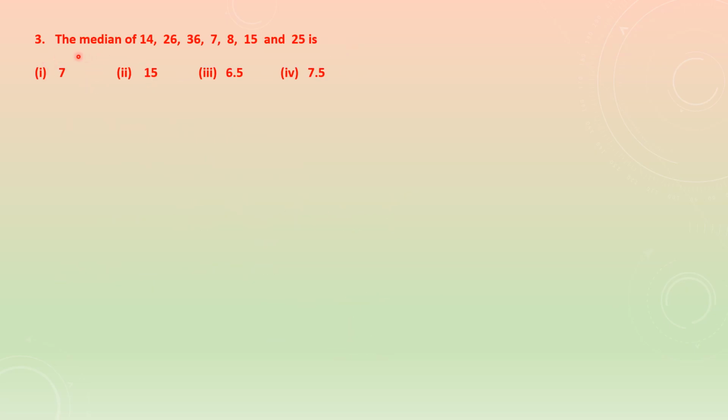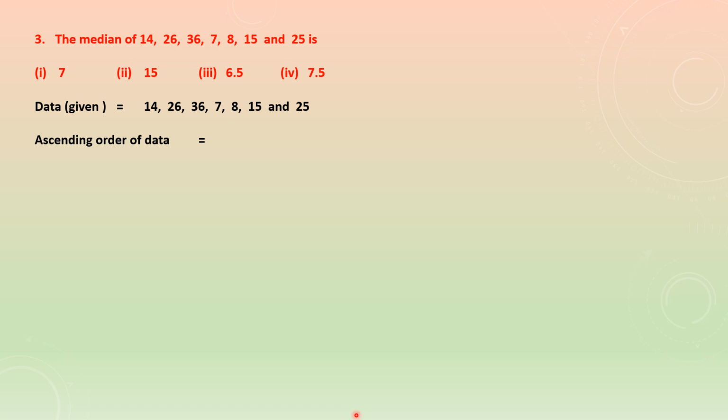Question 3. The median of these observations or data is what we need to find out. So first let's begin by saying that the given data is this. What is the median? Median is the value that comes in the middle after you arrange the given data in ascending or descending order. So first step, we have to arrange this data in ascending order.